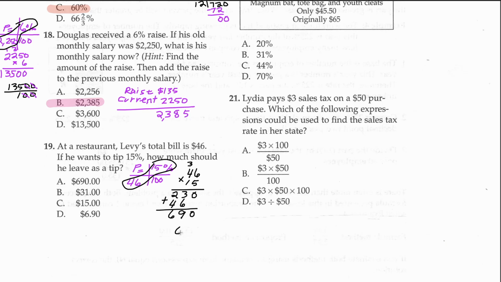So divide 690 by 100. When you divide by 100, that means you move the point 1, 2. So that's $6.90. That is the tip. So we need to choose D.